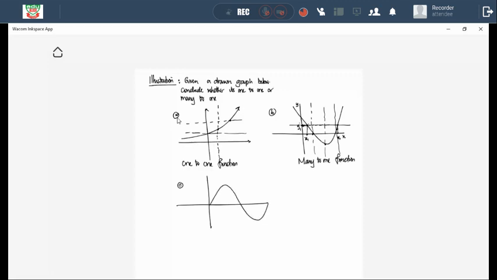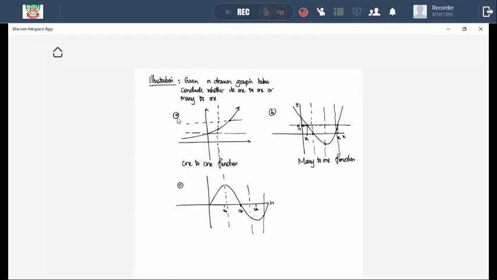A sine graph is something of this sort. Now, if you look at this, this is 90, this is 180, this is 270, this is 360. That's a sine graph. But insert a vertical line test. Anyway, it cuts once. So it means it passes the vertical line test. Then it means it's a function.